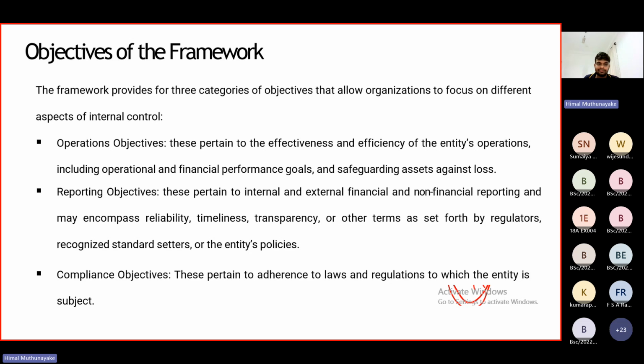For example, you are not paying the tax properly. What will happen? Definitely the government will act against you, right? So to maintain these objectives within that framework, you have to have good internal controls within your company, right? To have these internal controls, you need to follow this framework, right?